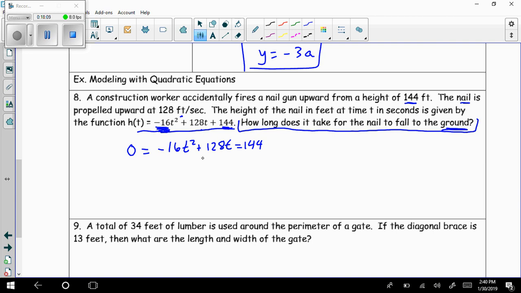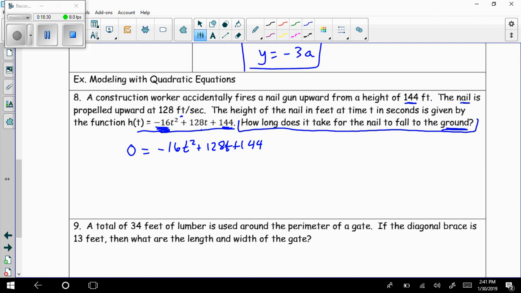And I might add on to this. Sorry about that. I might add on to this question here in a second. Another question that you'll see. Oh, I need to fix this. This is plus. Okay.